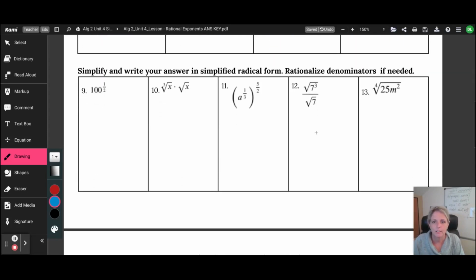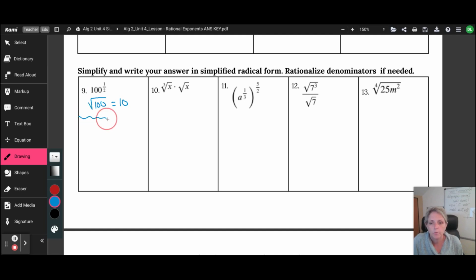Okay, in this section, we're going to simplify. We're going to write in simplified radical form and make sure that we have rationalized all of our denominators. So if I look here, I have 100 to the 1/2 power, which is the square root of 100, which is going to be 10.